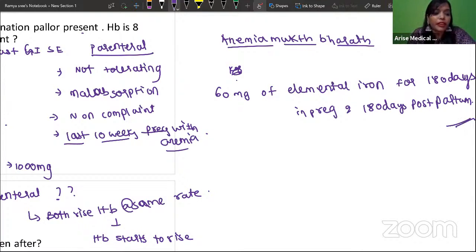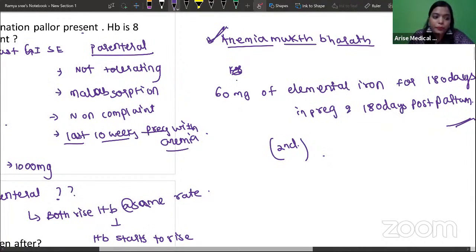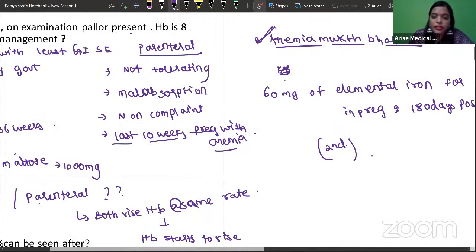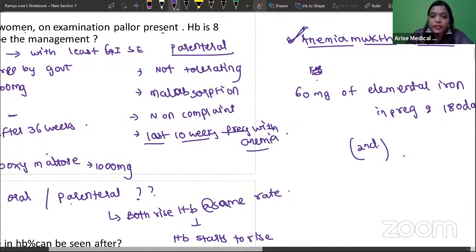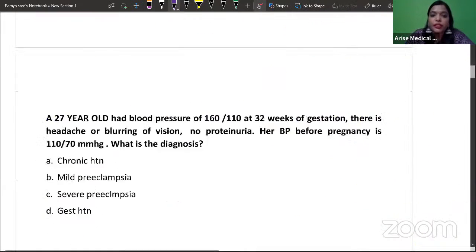That's about the Anemia Mukt Bharat. Yes, plus 500 micrograms of folic acid in the first trimester. Iron, you're going to start from the second trimester. It's not 100 milligrams. It is 60 milligrams of elemental iron for Anemia Mukt Bharat. Excellent, Sai Taruna. Very good. Let's go to the next question.